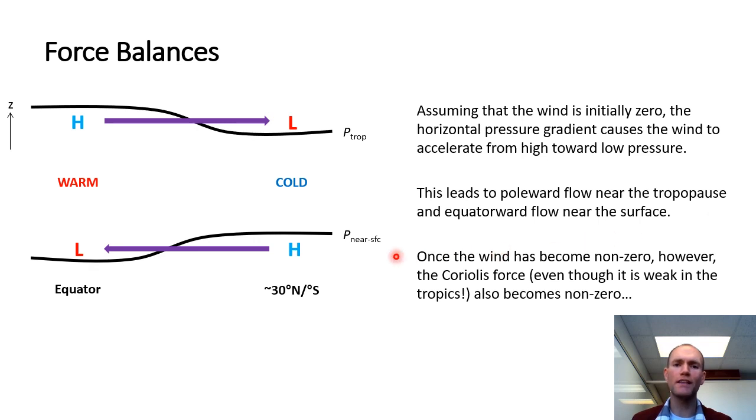However, once we get this wind in place, the wind speed is no longer near zero. The Coriolis force, therefore, becomes non-zero as well. It's relatively small in the tropics and becomes zero at the equator, but it's not small enough that we can completely neglect it from our force balance consideration here.